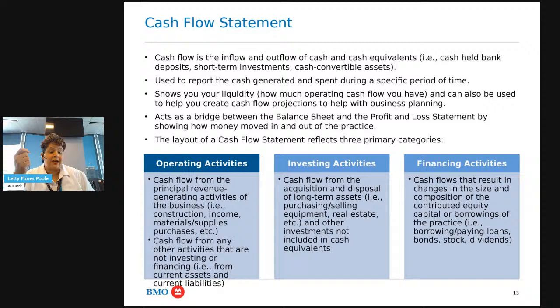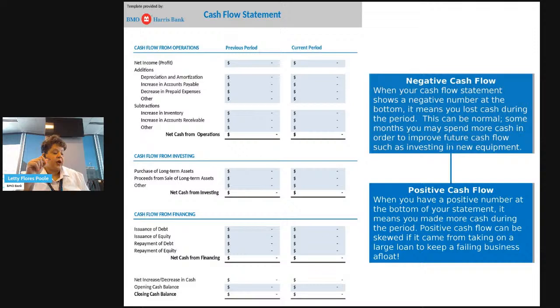Let's take a quick look at what that cash flow statement looks like. Here's an example of your cash flow statement. Some other definitions that we provided are negative cash flow and positive cash flow, right? Because when we were talking about cash flow, it was a net profit or net loss. Well, that's the difference between a negative cash flow and a positive cash flow. So again, you see there are always two periods, right? Your previous period and your current period.